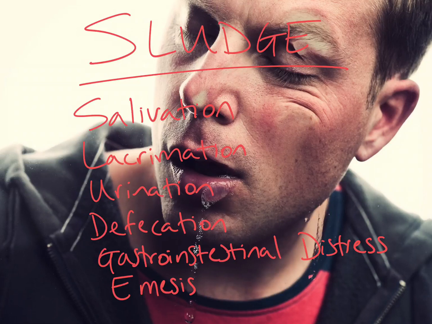The next acronym is SLUDGE, and that stands for salivation or drool, lacrimation or tears, urination, defecation, gastrointestinal distress, and emesis. SLUDGE is an acronym for the symptoms of discharge that occur with the parasympathetic nervous system when people experience drug overdoses or they ingest some sort of poison.